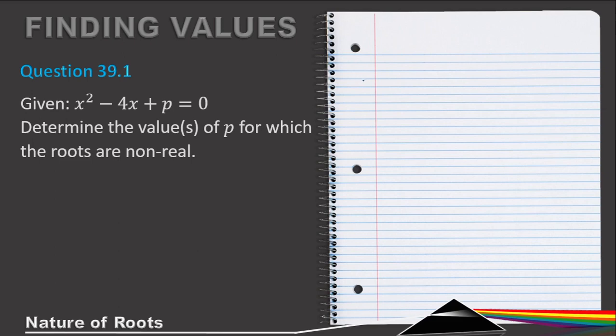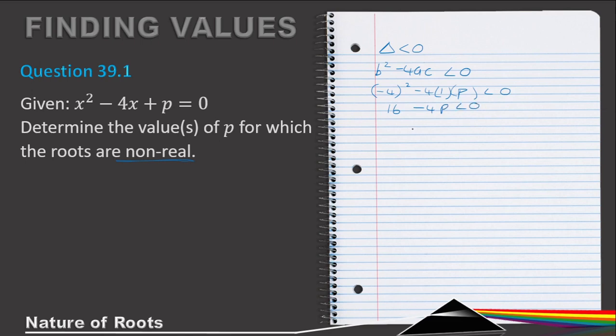Okay, this one is already in standard form, and it says determine the values of p for which the roots are non-real. So my keyword is non-real. So when my roots are non-real, the discriminant is negative, or less than 0. So b squared minus 4ac is less than 0. Now substitute in, b is negative 4, a is 1, and c value is p, less than 0. Okay, and this becomes 16 minus 4p is less than 0.